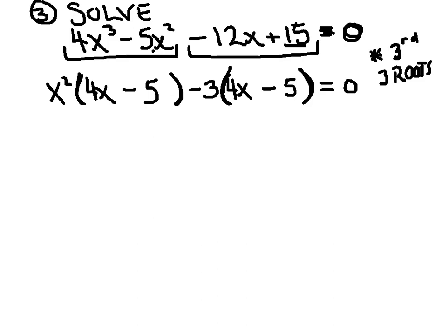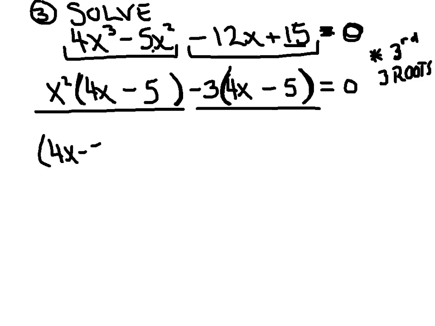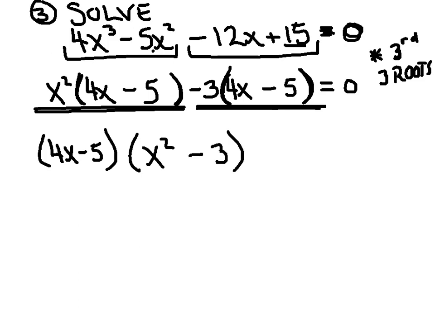Okay, now, if we look at this term here and compare it to this second term over here, what do they have in common? Well, we have a new GCF, happens to be a binomial, and that new GCF is 4x minus 5. If I divide this first term by the quantity 4x minus 5, I'll get x squared. And then if I divide the second term by the quantity 4x minus 5, I'll get negative 3. Still setting it equal to 0.